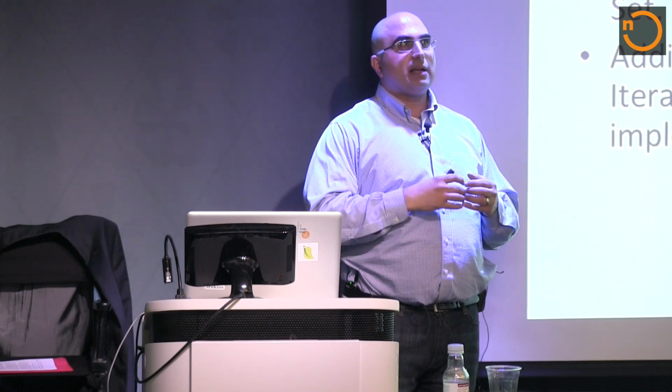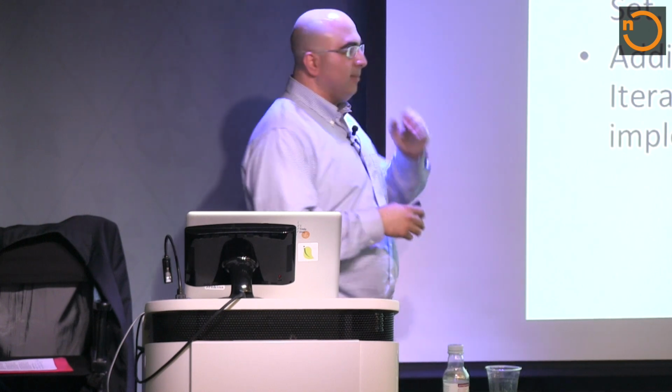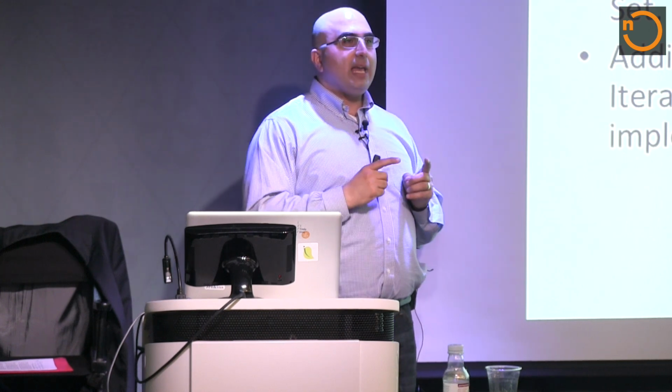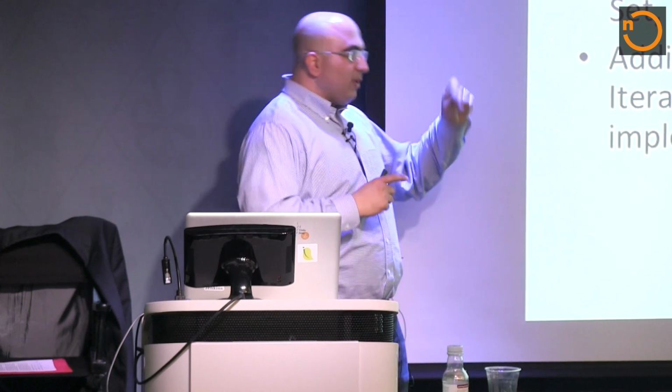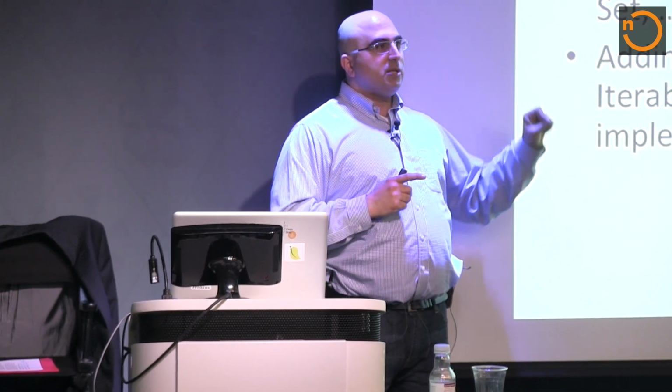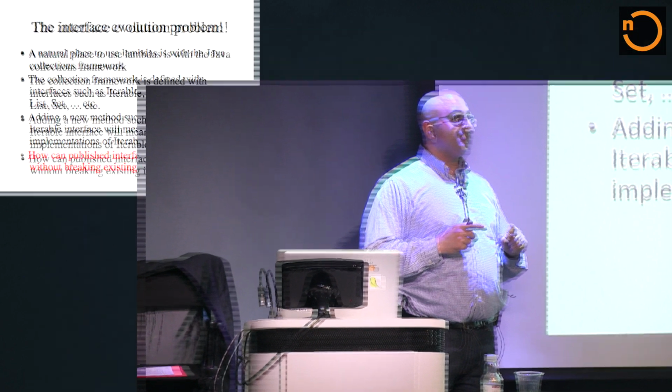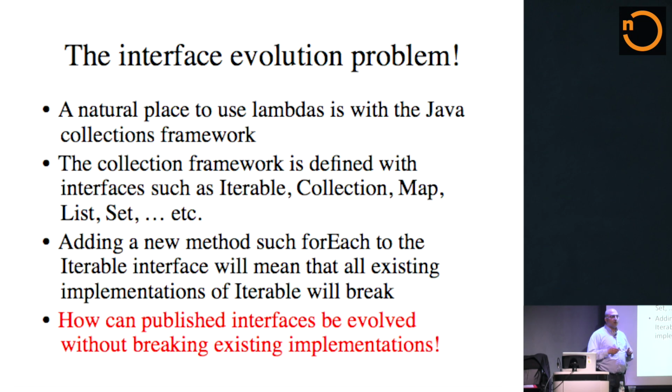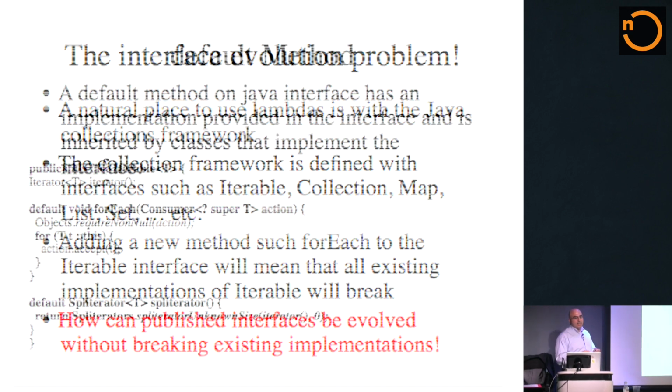That's a no-no. So they said it has to be binary backward compatible, which means there's got to be a way to add a method to an interface and provide the implementation of the method in the interface, so as to be backward compatible. The problem they solved with the default method is, how can published interfaces be evolved without breaking existing implementations? I'm so excited about it because I have published interfaces where I could use this. So let's see some examples.